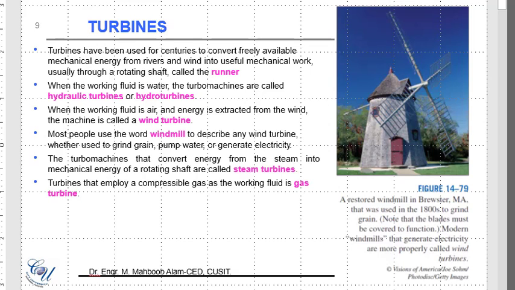The turbo machines that convert energy from steam into mechanical energy of rotating shafts are called steam turbines. So you see, the structure is the same, the rotating shaft or the runner is the same, but if we are using water as a fluid, then they are called hydro turbines. If we are using wind, they are called wind turbines. And if we are using steam, then they would be called steam turbines.